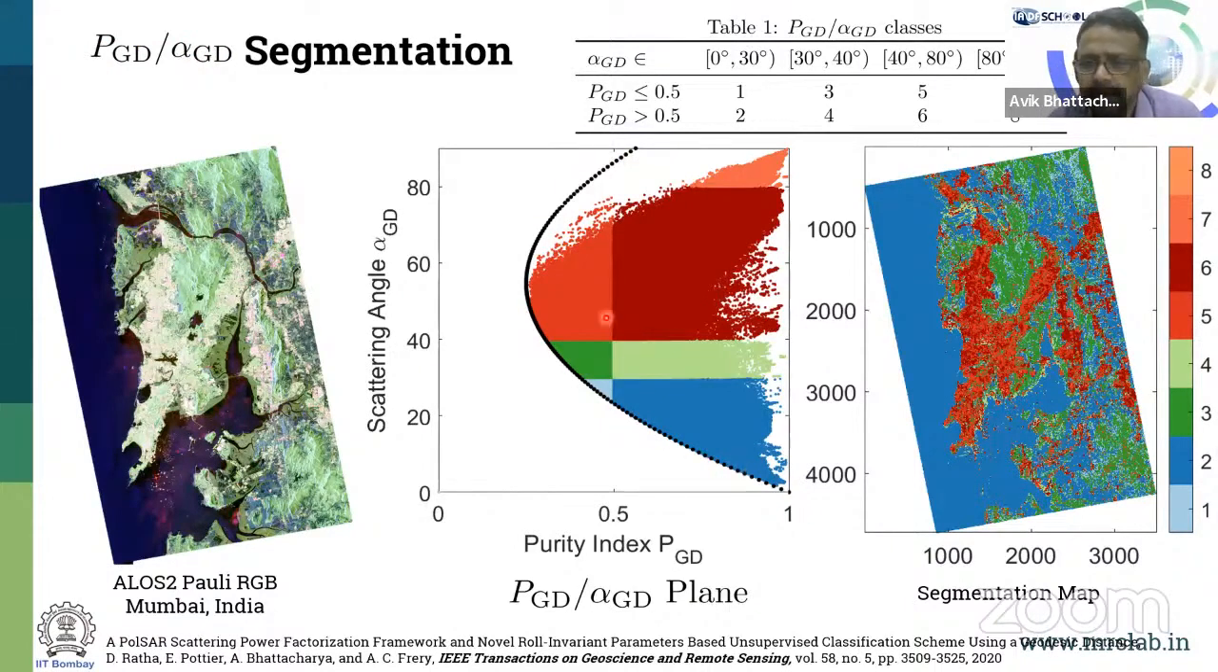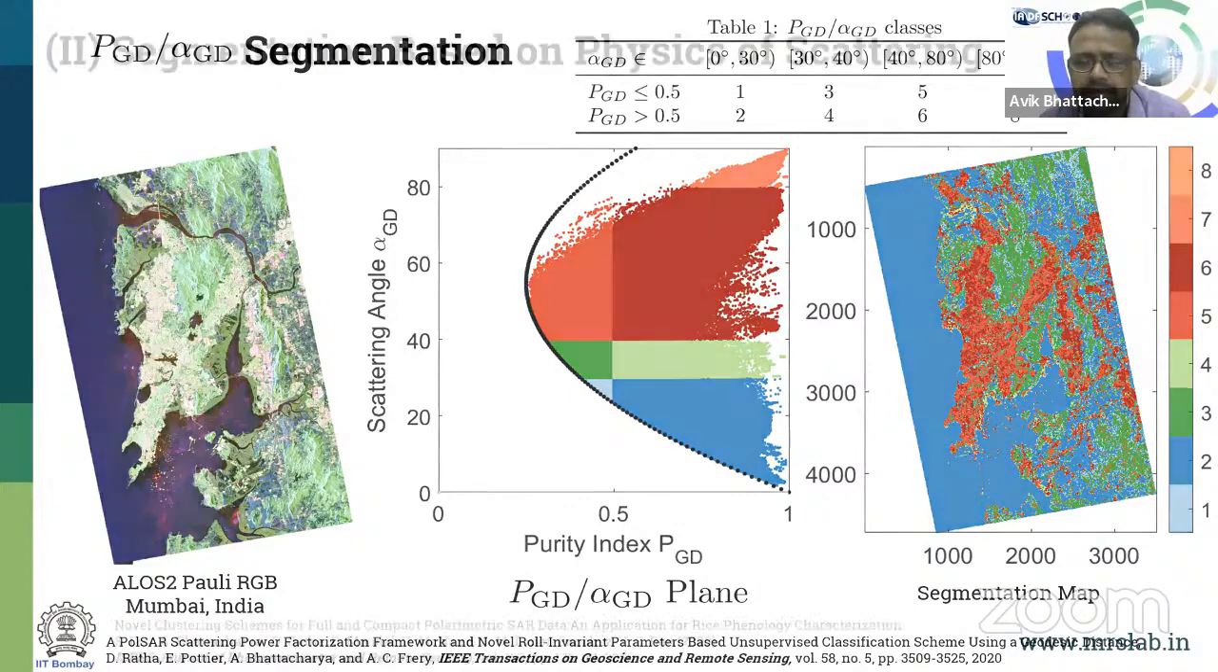I can form a plane, as you have seen, the H alpha plane, which has a theoretical boundary over here. I can form certain classes or clusters depending upon my applied knowledge of scattering, and with this, I can form these 8 clusters. As you can see, I'm able to correctly cluster this image into these 8 clusters, but everything here is information coming from the image, and the clustering is done without any a priori knowledge, only the physics of the scattering mechanism.